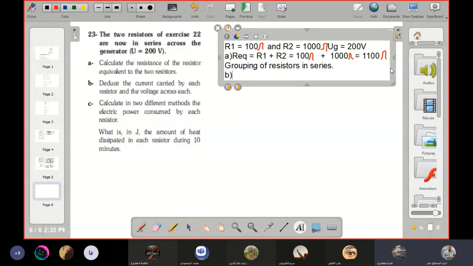Calculate the current carried by each resistor and the voltage across each. Okay, now the current. Let's start with the current.